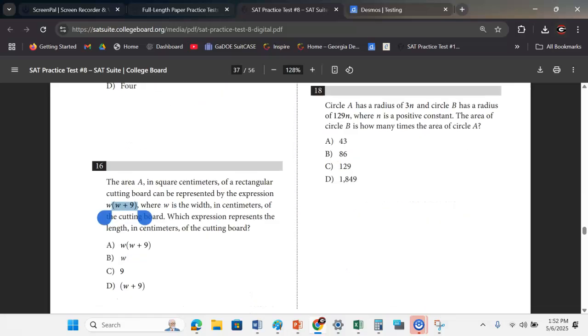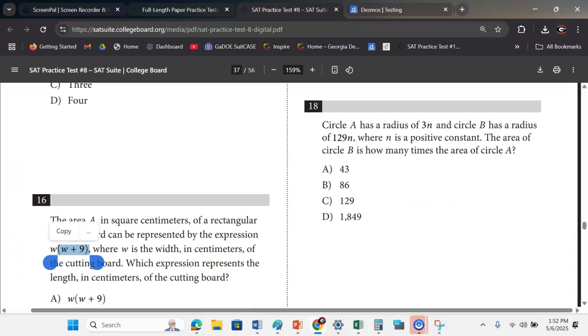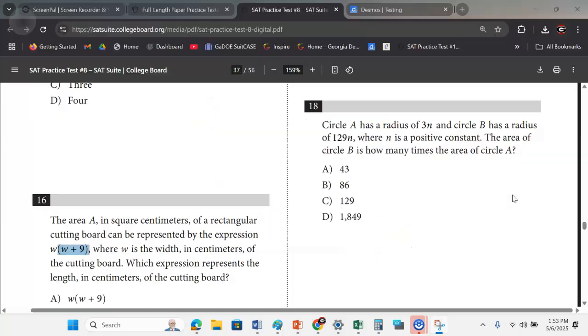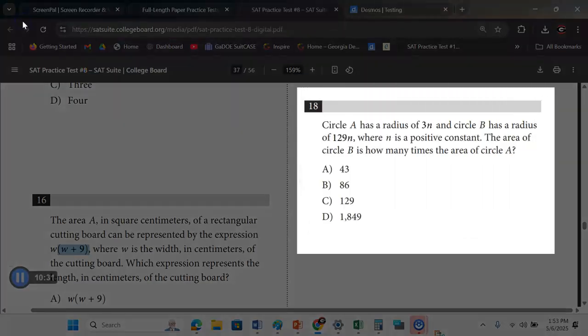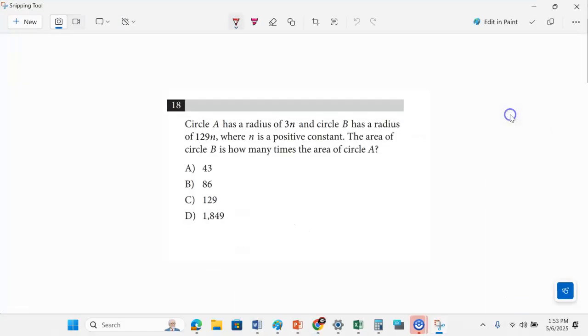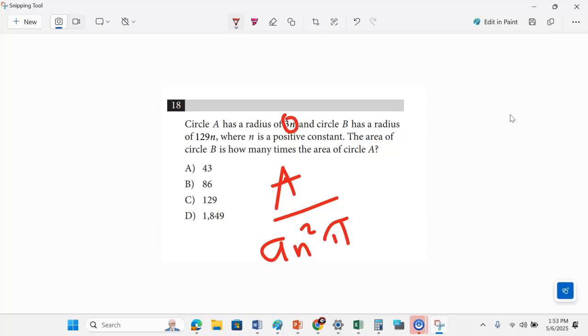We're on 17, okay. 18, circle A has a radius of 3 inches, circle B has a radius of 129 inches. The area of circle B is how many times that of circle A? Okay, so let's cut this one. Area of a circle is pi r squared. So A's area, pi r squared, that would be 9 square inches times pi, wouldn't it? Because you have to square the 3 inches.